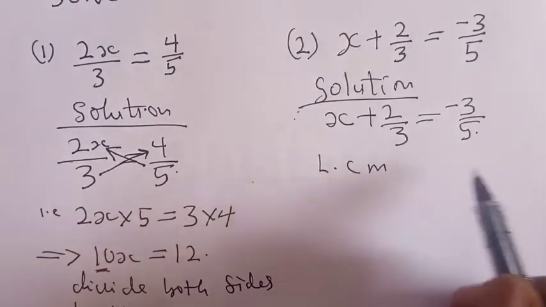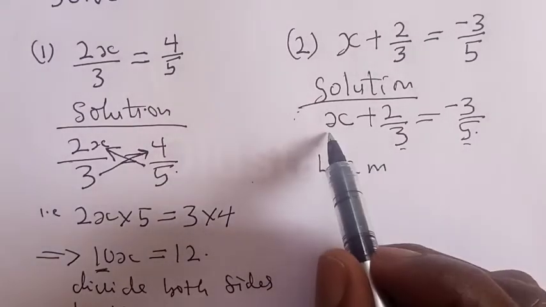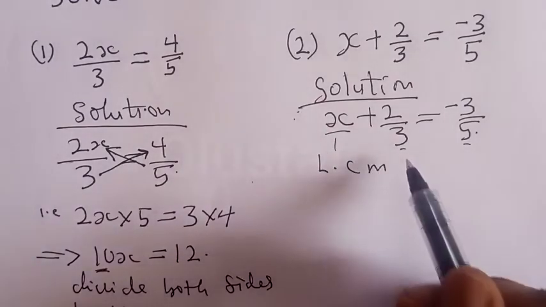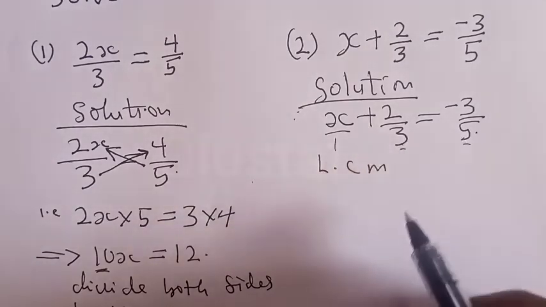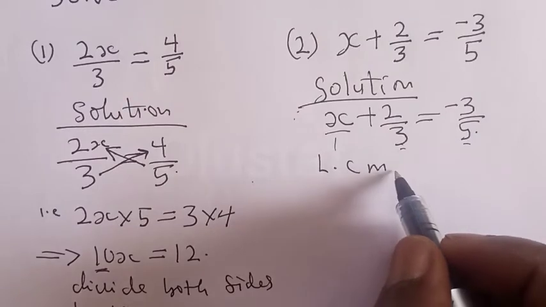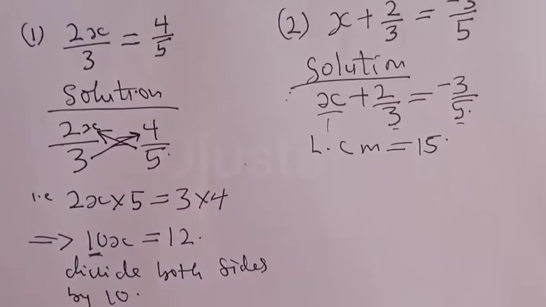LCM. You can see now, the LCM of the denominators: we have x over 1, then we have 3 here and we have 5 here. So we are going to multiply these. 3 times 5 will be 15, so that we'll be able to find the LCM. LCM is equal to what? 15.